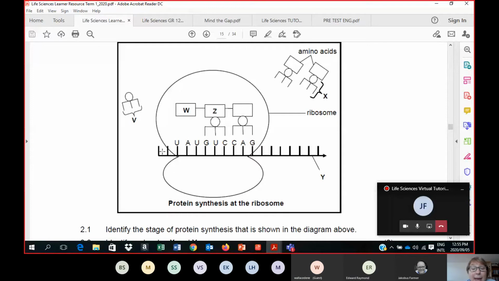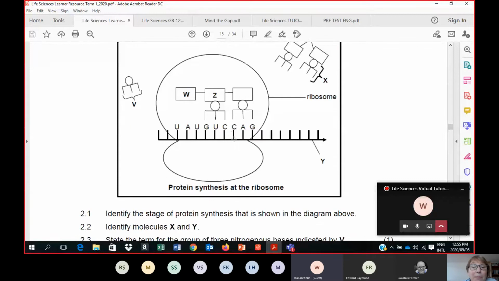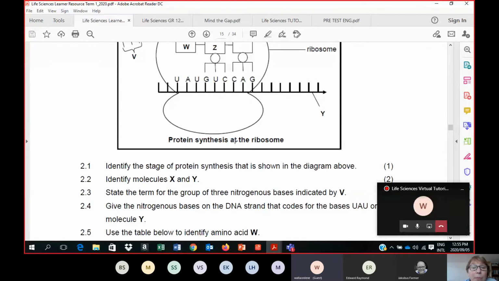Mr. Do you want to say something? Oh yes, we've got the picture of the diagram. We've got the diagram. Now we're answering the question. Thank you.